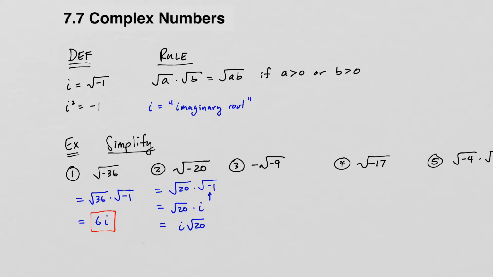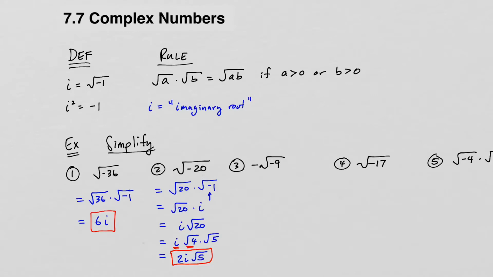However, we know the square root of 20 can be simplified as well. Particularly, we could say 20 can be broken down into 4 times 5. And we know the square root of 4 is 2. And so we have i times 2. That is 2i, and then radical 5. And this is the typical way that we would write this answer.